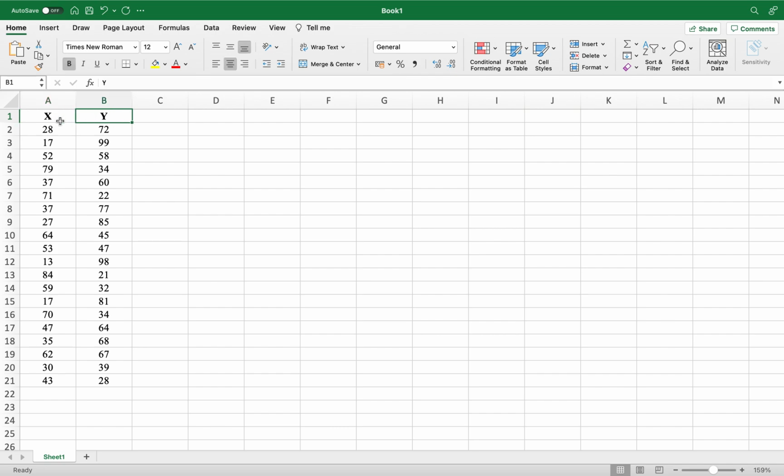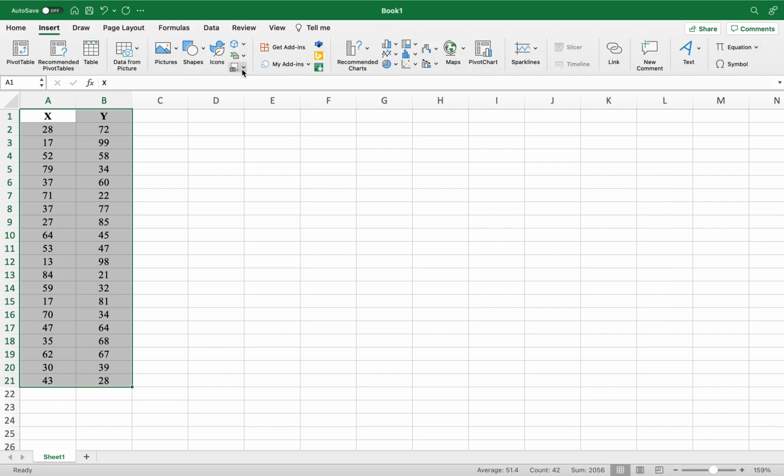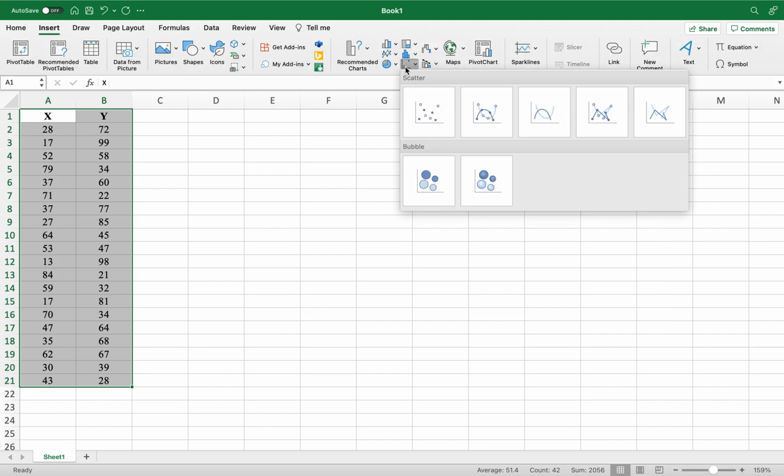Example here, I have x and y values. These are observations, so to graph it and to observe their pattern, we will insert a graph which is called a scatter graph. So we have this.